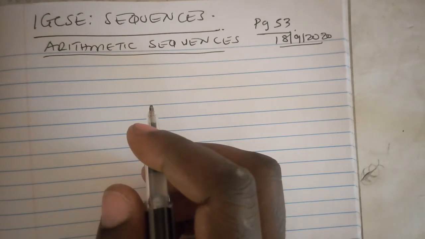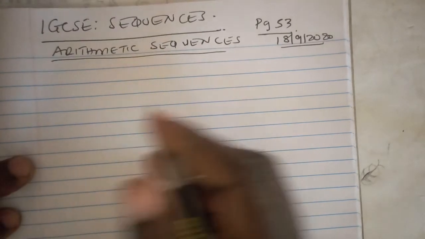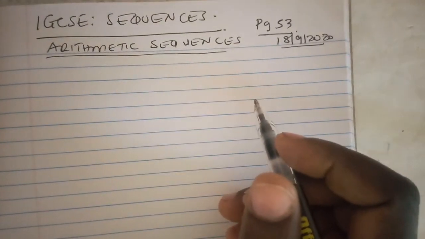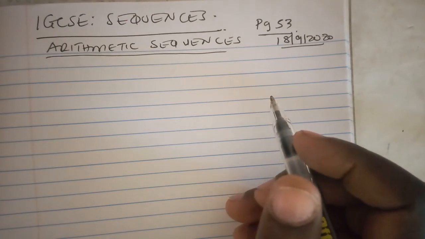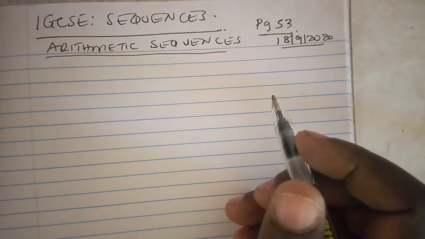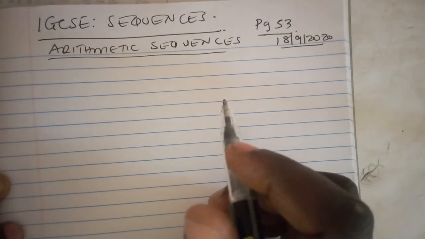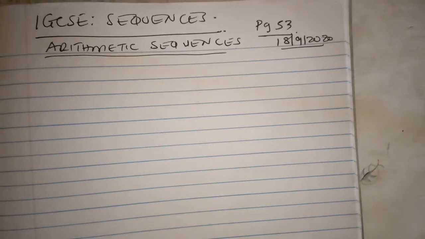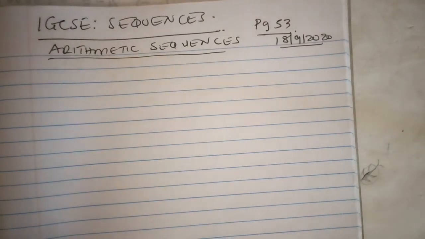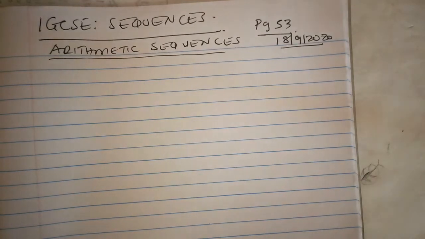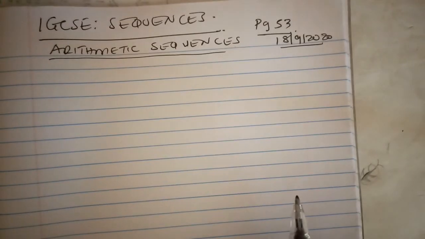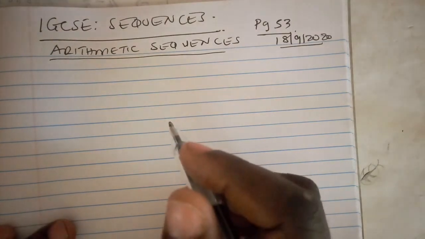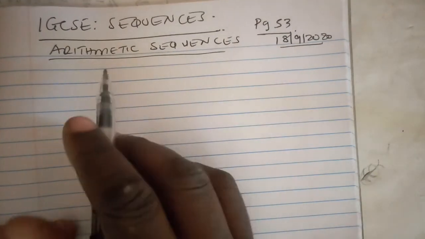Today we'll be discussing arithmetic sequence, IGCSE topic number 3, and of course we'll sail through to example 9. And we are on page 53, and I want to say something: when the difference between any two consecutive terms in a sequence is the same, the sequence is called an arithmetic sequence.